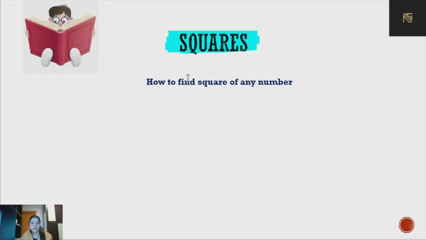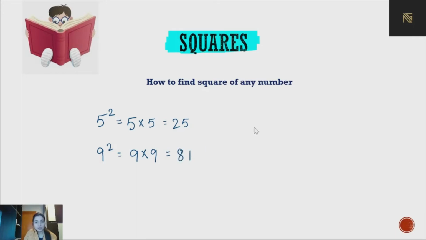Now, we will find the square of a few numbers. So, suppose I want to find the square of 5. We know 5 to the power 2 means 5 times 5. So, it will be 25. Suppose I want to take another number, that is 9 square. What will be 9 square? 9 square means 9 times 9. It will be 81.